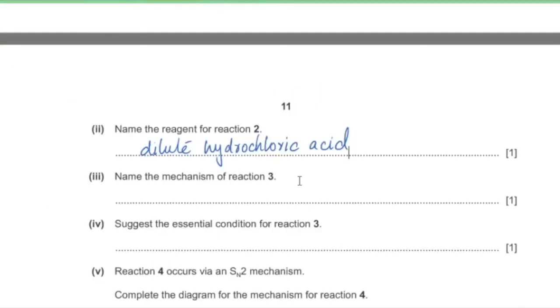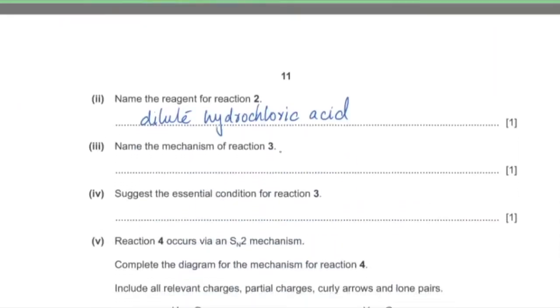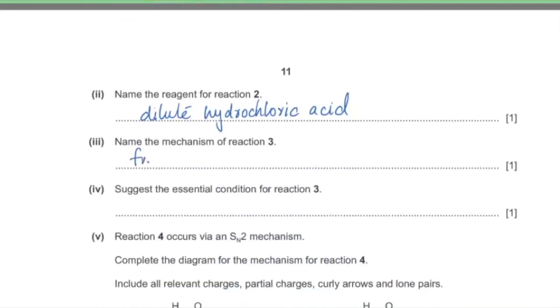Part 3, name the mechanism of reaction 3. So reaction 3 is a free radical substitution reaction, because one hydrogen from here is getting replaced by an atom of a halogen molecule, that is bromine. So this is a free radical substitution reaction. Part 4, suggest the essential condition for reaction 3. For free radical substitution reaction, we always require UV light.